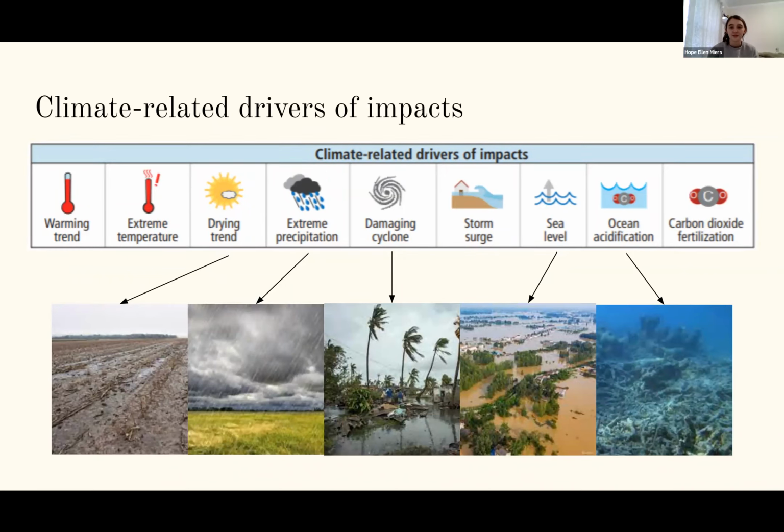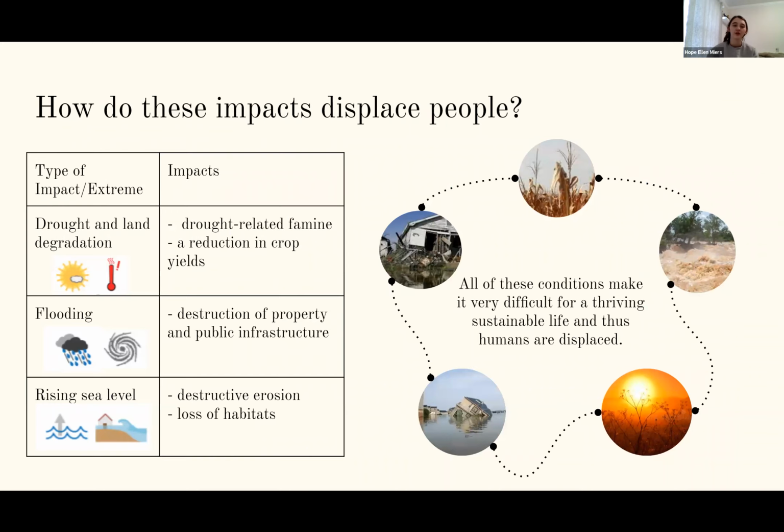So, population displacement is caused by a multitude of climate-related factors such as warming trends, extreme temperatures, drying trends, extreme precipitation, damaging cyclones, storm surges, rising sea level, ocean acidification, and carbon dioxide fertilization. And so these are some pictures of locations that are impacted by these factors. There are three common types of impact, and that's drought, flooding, and rising sea level. All three of these contribute to a reduction in crop yields.